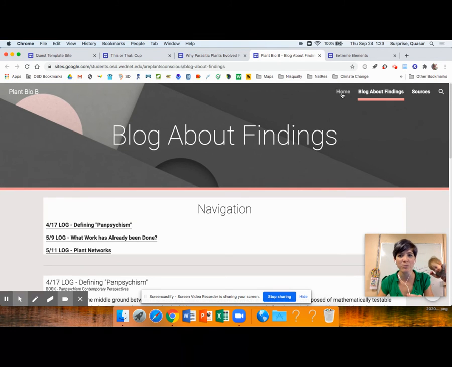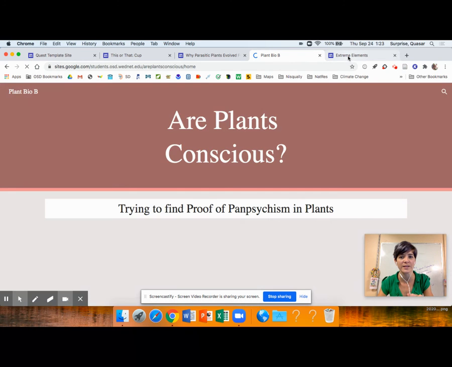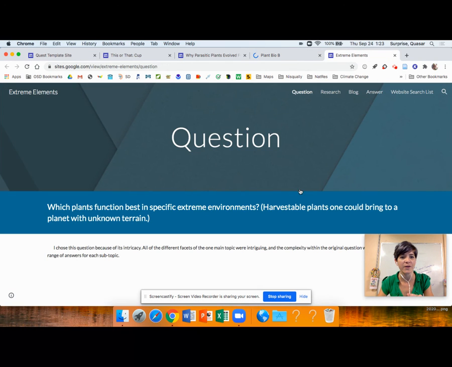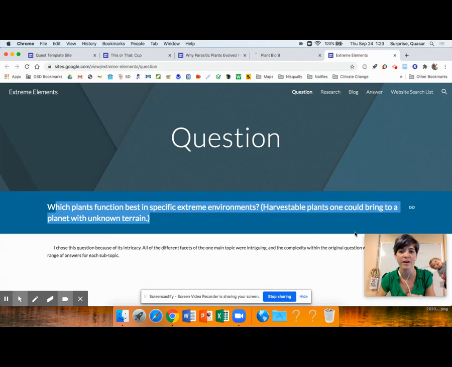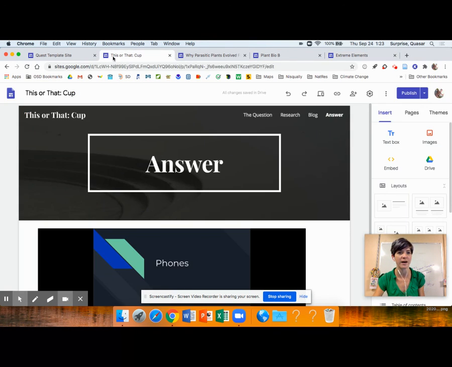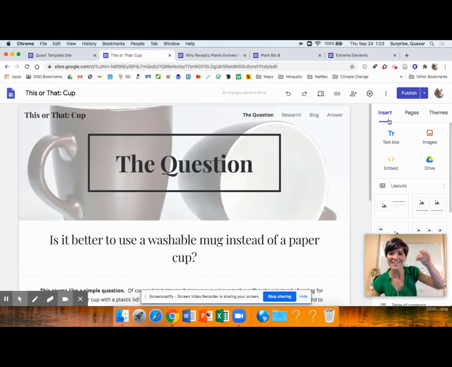This person had a really cool question, which was, why are plants conscious? And this question was also super cool: which plants function best in specific extreme environments? Those are more open-ended ones, like the plant biology questions. And then the this or that is a little bit more specific in terms of the question you have to ask. That's the short version.